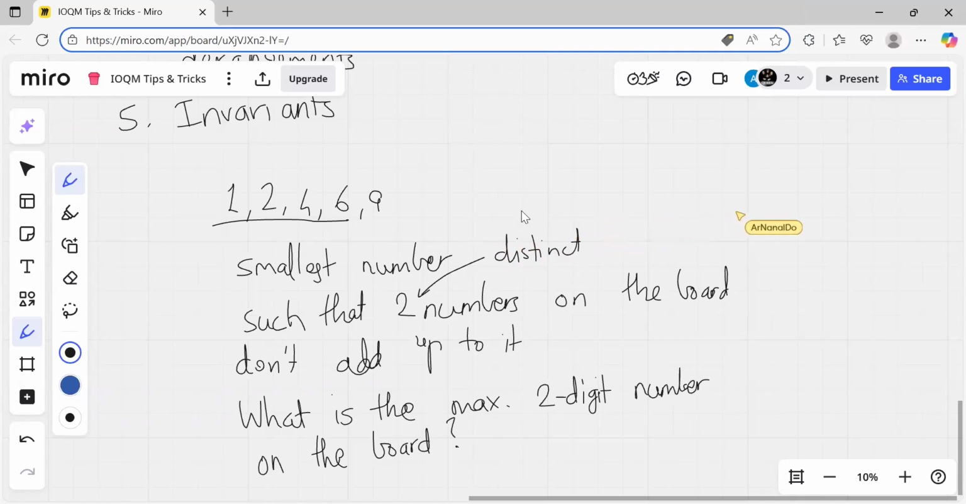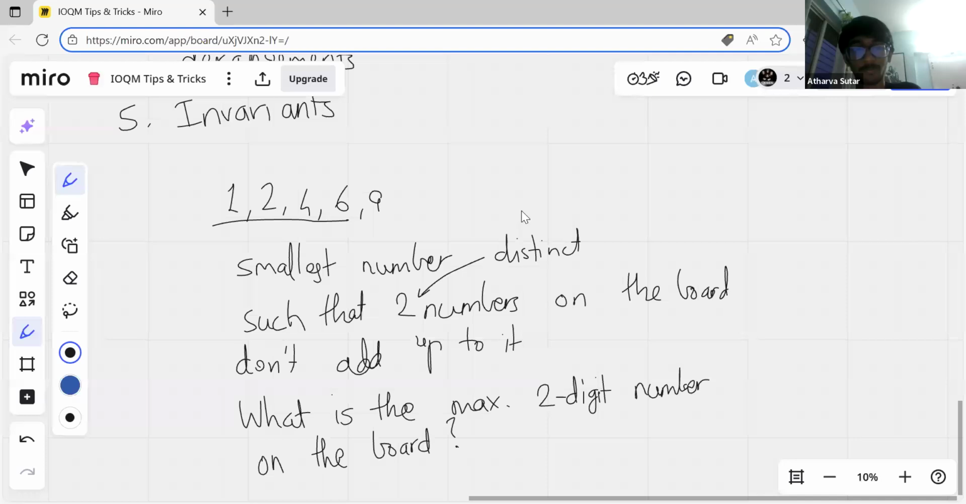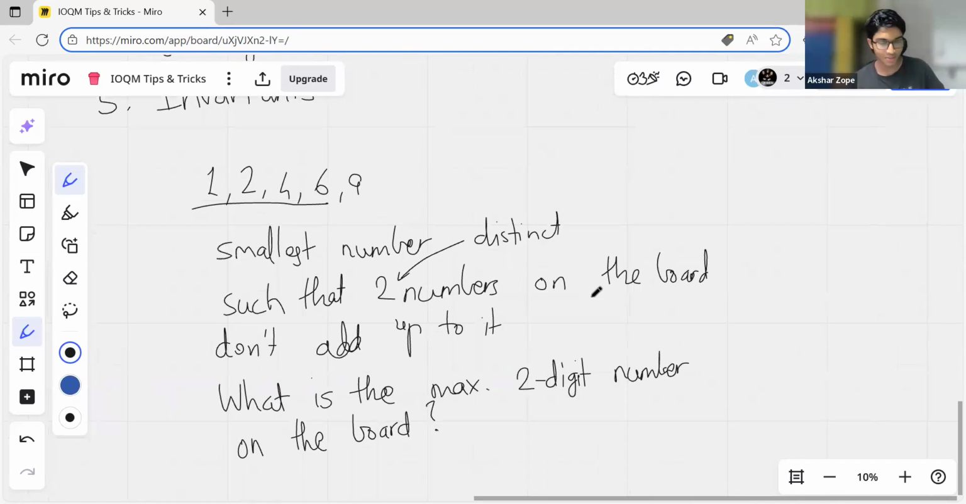The answer is 72. No. Any ideas? We are kind of running out of time, so just give any idea. Some number invariant, I don't know.